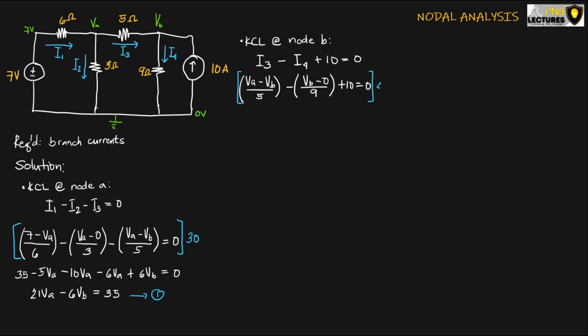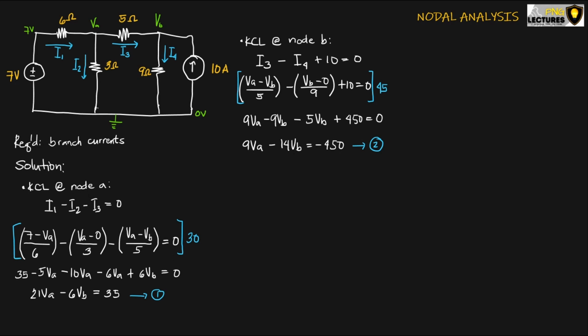So the LCD here is 45. 45 times VA over 5 is 9VA. Then we have also negative 9VB minus 5VB plus 450 equals 0. Rearranging and simplifying the equation, we have 9VA minus 14VB equals negative 450. This is our equation number 2.